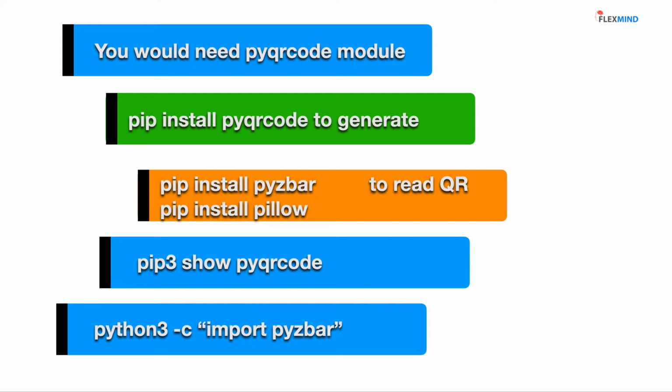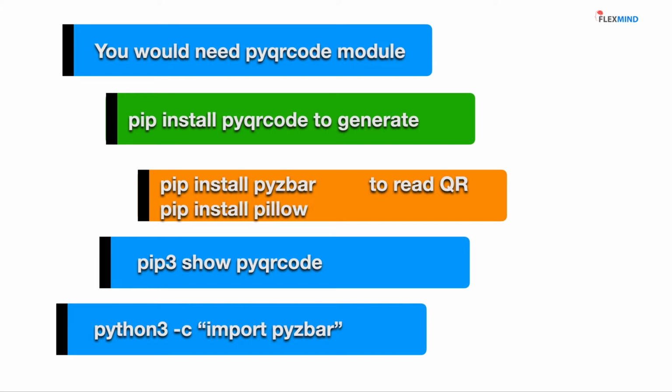And how can you test it? You can test it using pip3 show PyQRCode, or python3 -c and then write import pyzbar. If it is not showing you any error, it means you are good to go with your code.